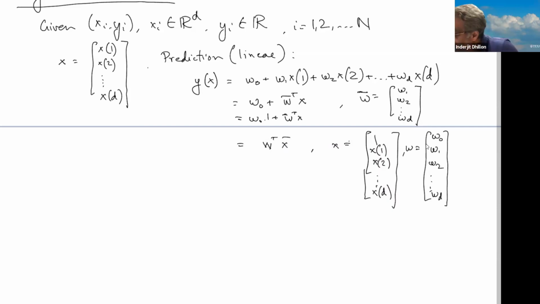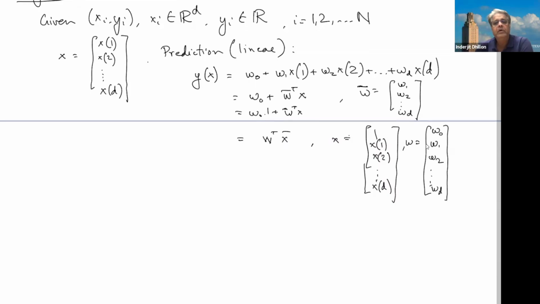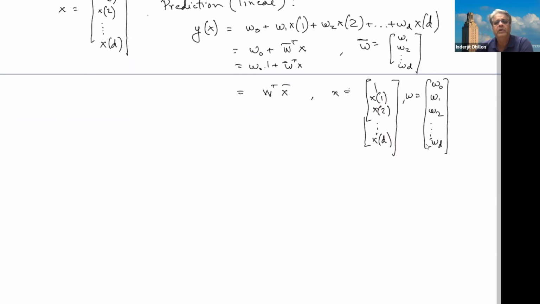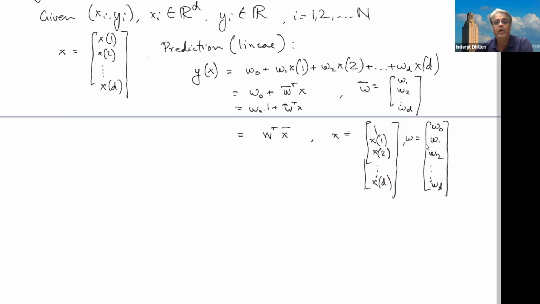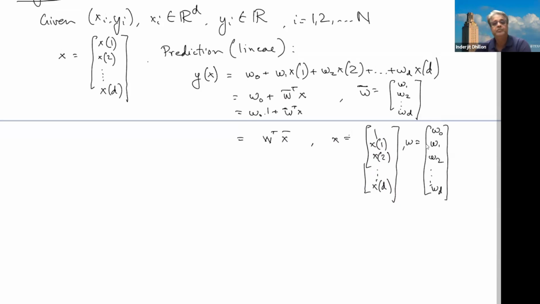I guess maybe I should use a cursor. You guys can see a cursor here, or yeah. So you can see, I can take 1 times W naught, W1 times X1, and so on, right? And W and X bar both are now D plus 1 dimensional vectors.